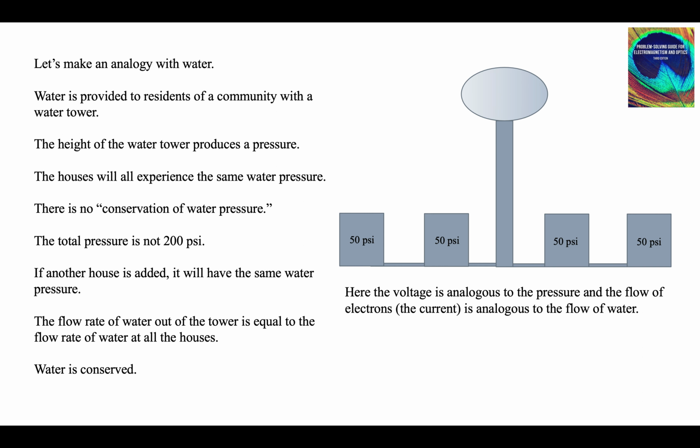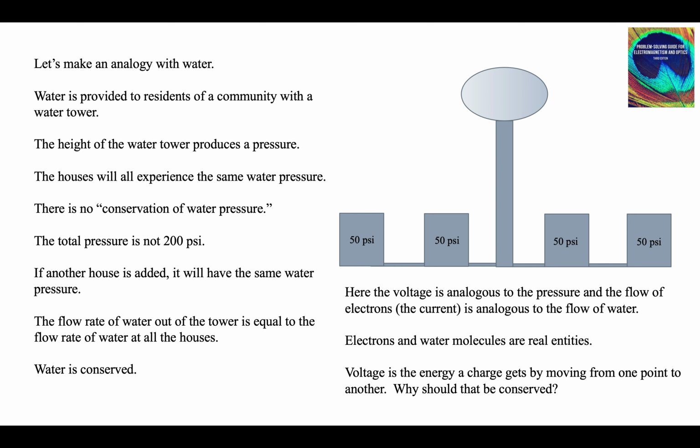If I add another resistance in series, I got the same voltage. In parallel, it's the voltage of the battery. I can add another resistance in parallel. I'm not adding more voltage. It's all the same voltage. If I add another house, I'm not adding more pressure. It's the same pressure. But the electrons are conserved. The electrons are the things that are moving through the circuit. The voltage doesn't move. Voltage is the energy it gets when it goes from one to the other. Why should that be conserved?